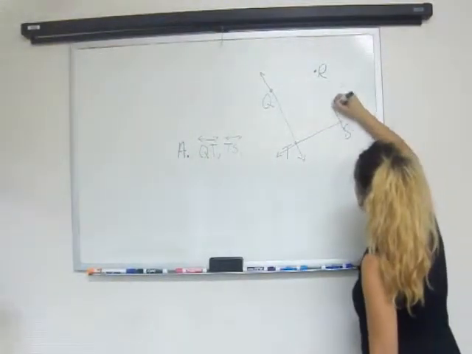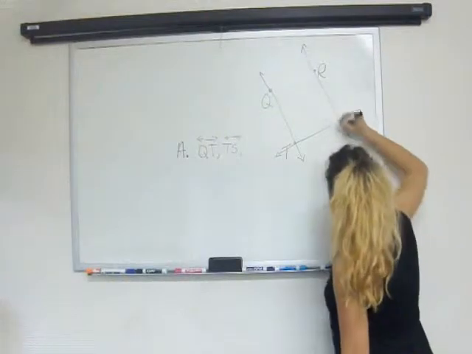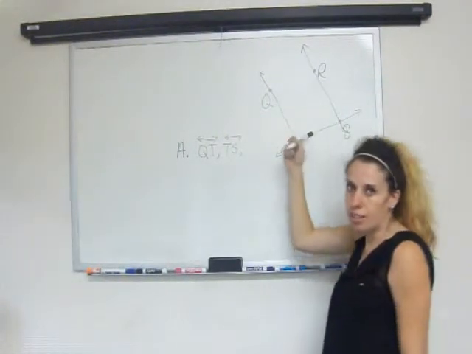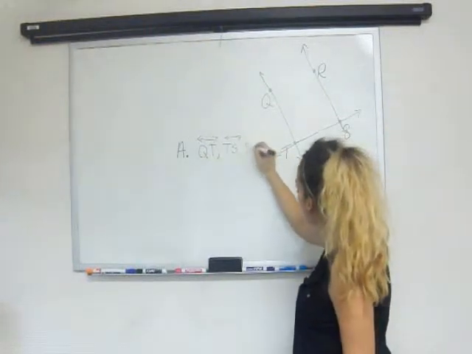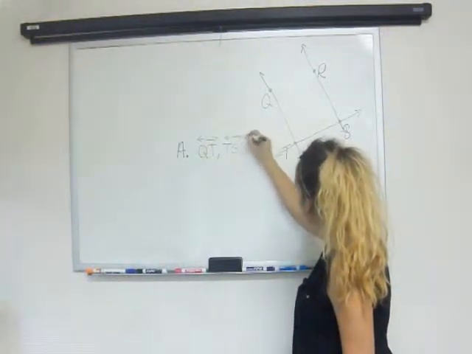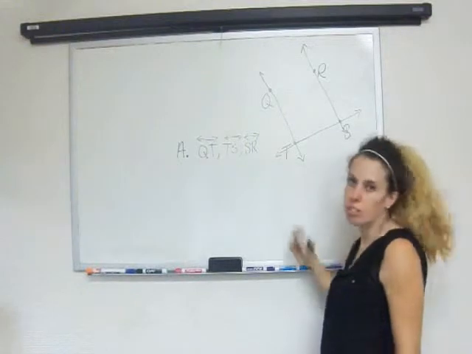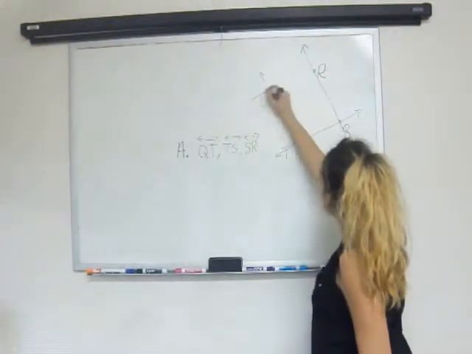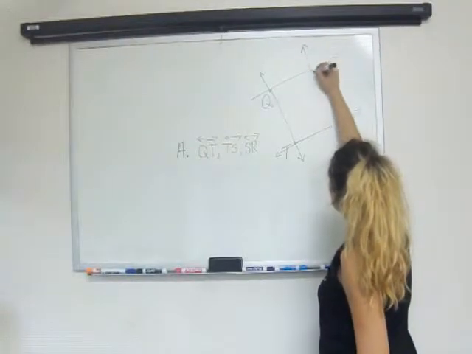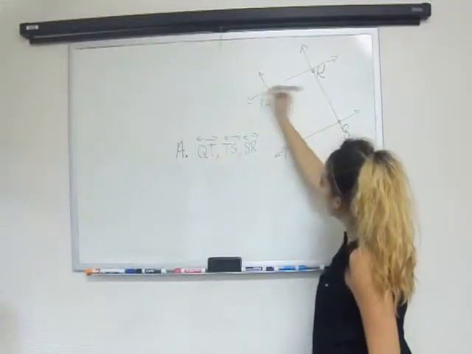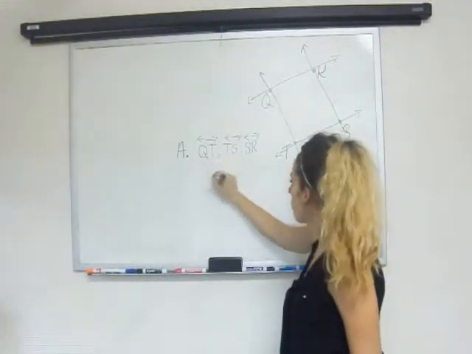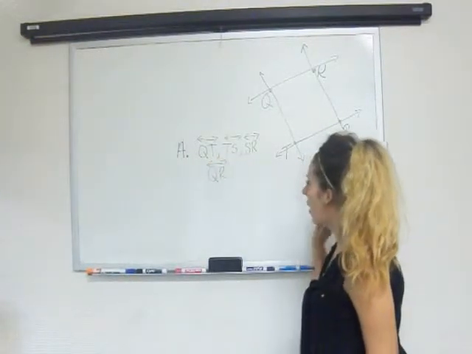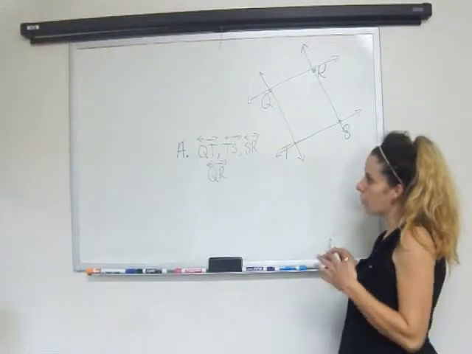Then we have line SR, which goes through the points of S and R. So we have line SR, and notice that each one of these has the line with the continuous arrows on the end. And our last one is line QR. It goes through the points Q and R, and so we can put QR for our last line. And so that's for A.